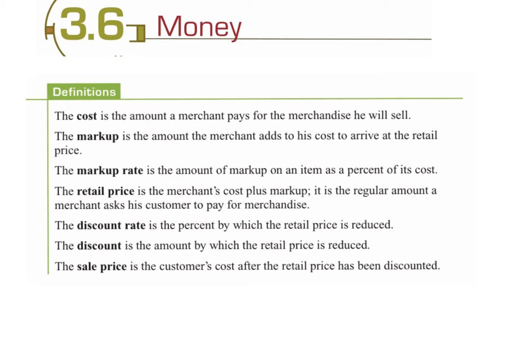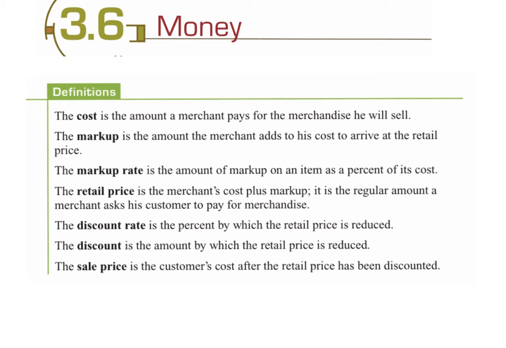The retail price is the merchant's cost plus the markup. It is the regular amount the merchant asks his customers to pay for the merchandise. So you have his cost, you have the markup amount, that's a dollar amount that he adds to it. You have a markup rate, that's the percentage of that markup amount compared to his cost. Then you have the retail price, that is his cost plus how much he marked it up. That's what you pay for it, all right?